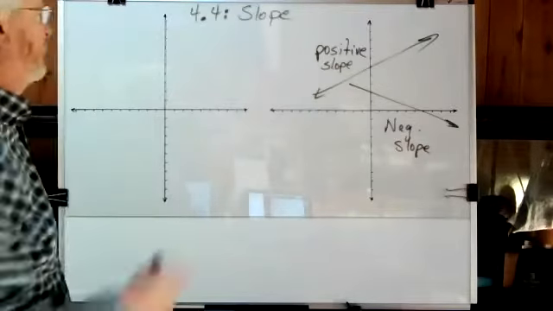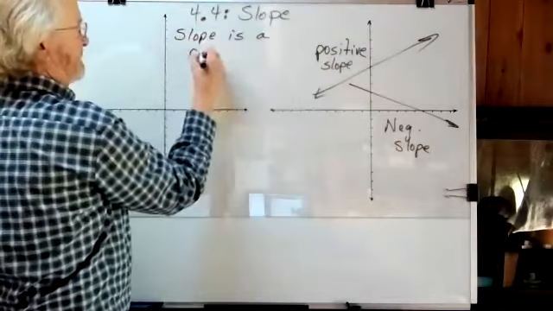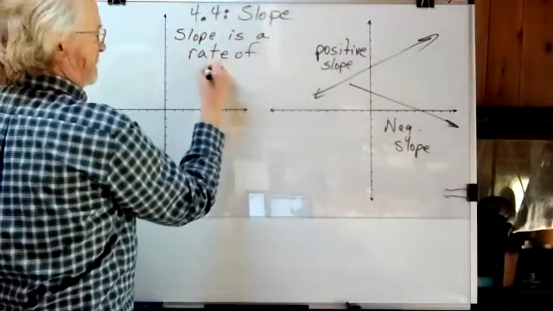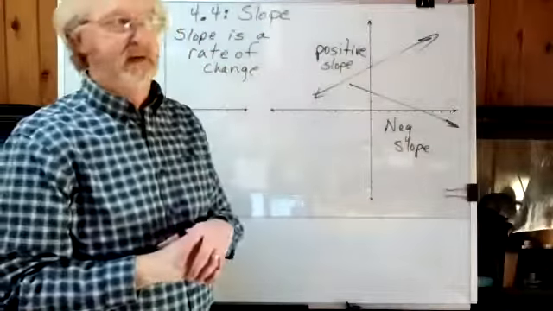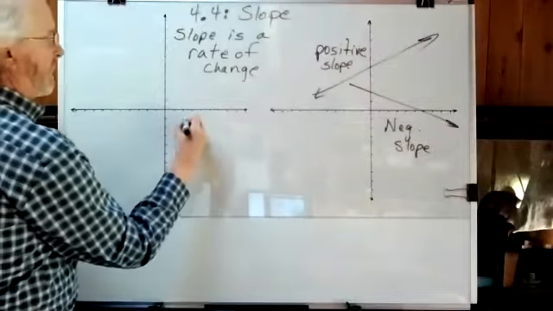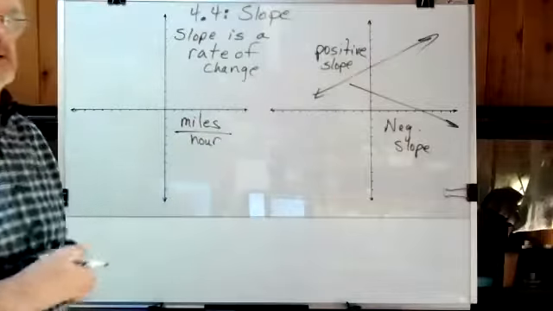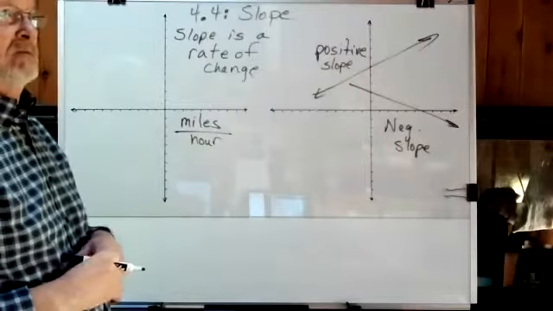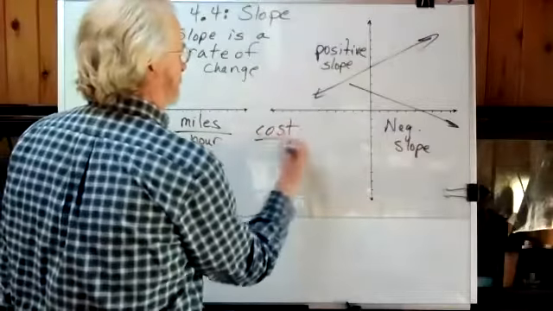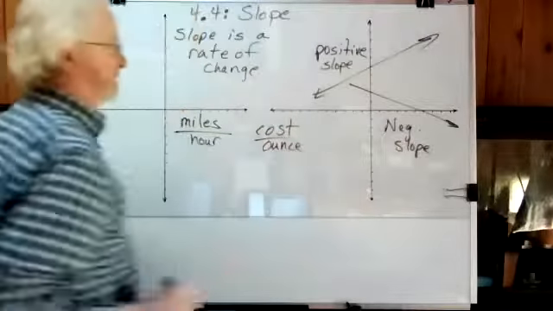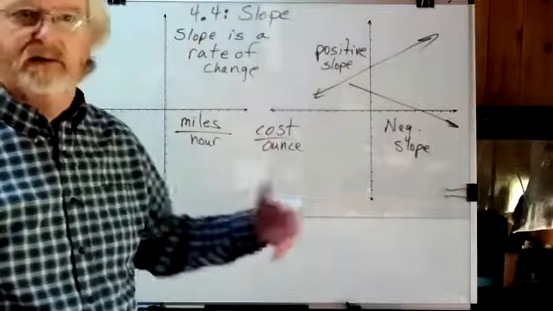And slope is a rate of change. How much does this value change per that amount of change? Like miles per hour is a rate of change. How many miles do I travel based on how long I traveled? Or cost per ounce. How much does it cost for this many items? The more I buy, the more it goes up.